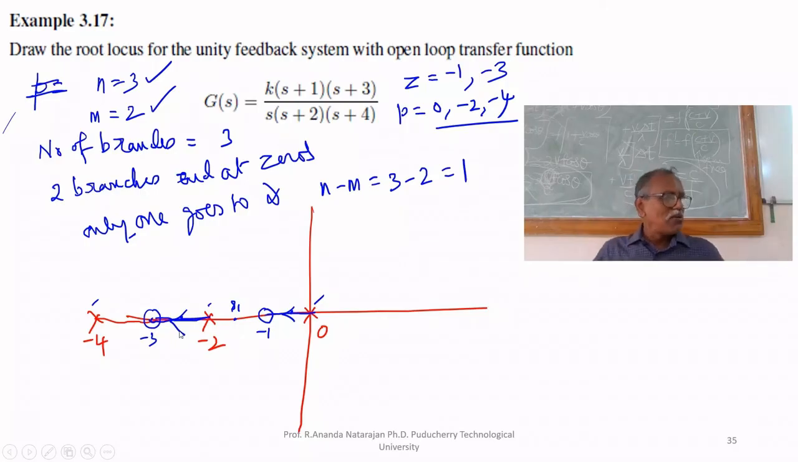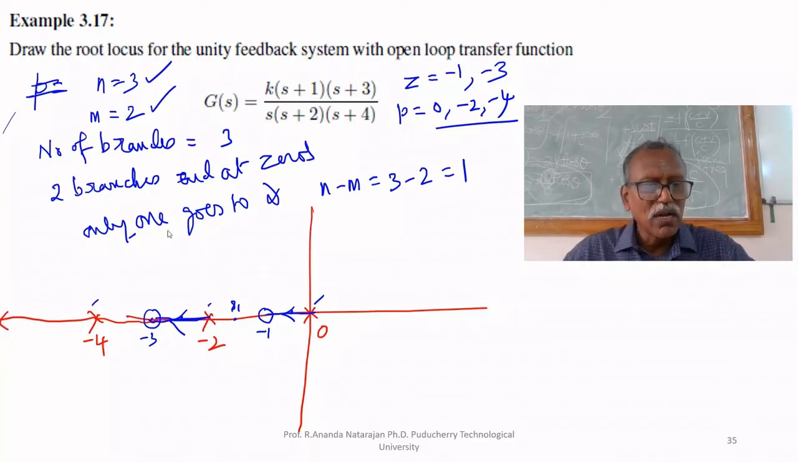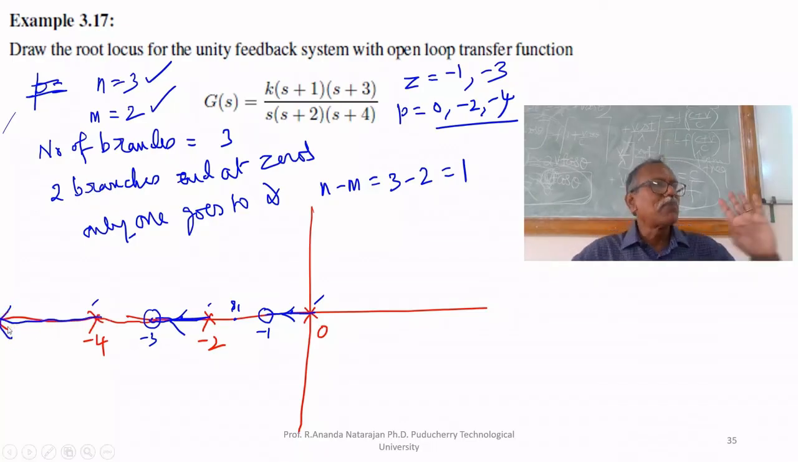The second branch is also over. If we select any point between minus 3 and minus 4, it is not part of the root locus. To its right, even number of poles and zeros. After minus 4, if you select any point, to its right, odd number of poles and zeros. Therefore, from minus 4 up to infinity, it is part of the root locus. So, all the 3 root locus branches we have drawn.